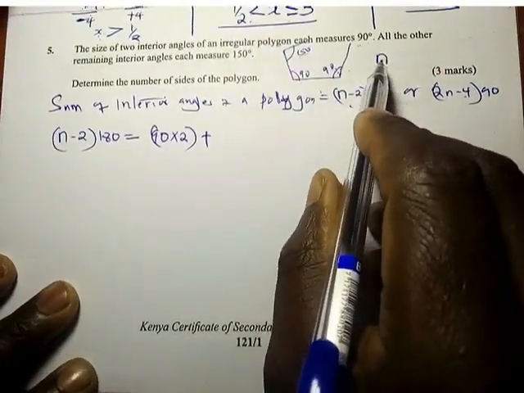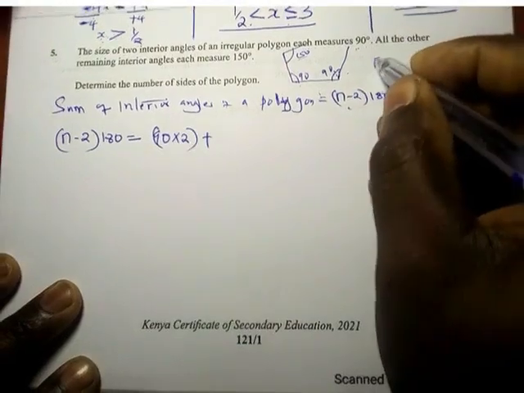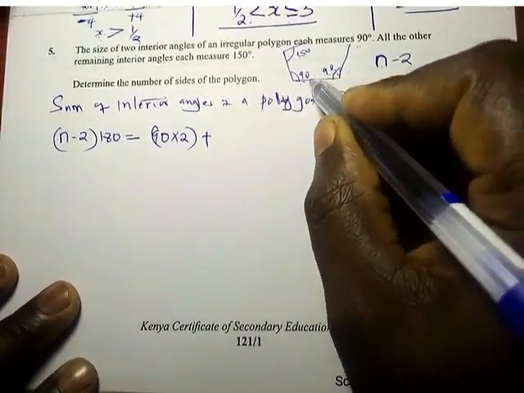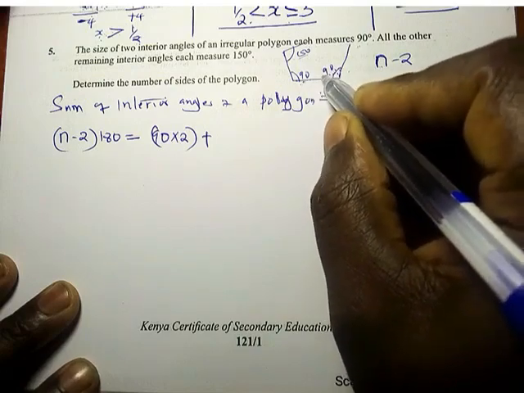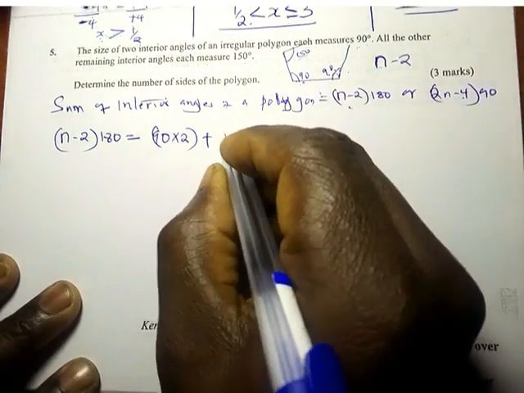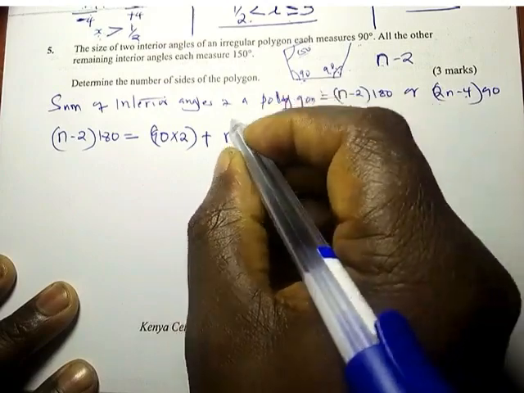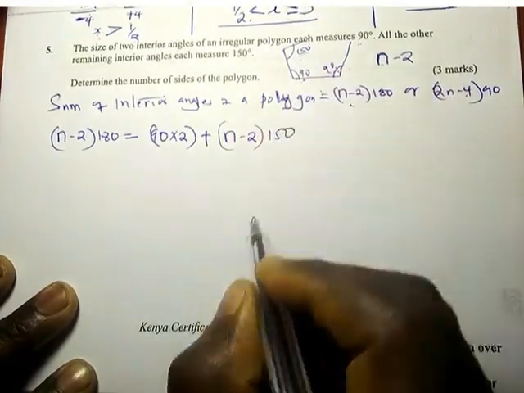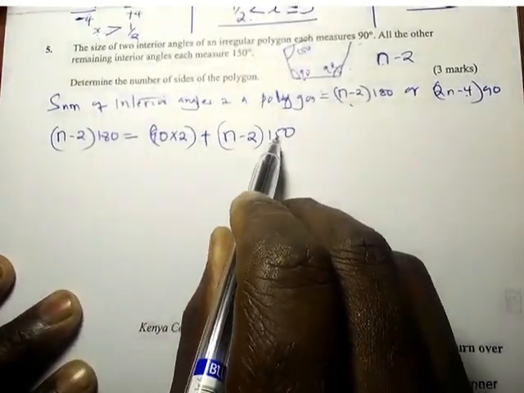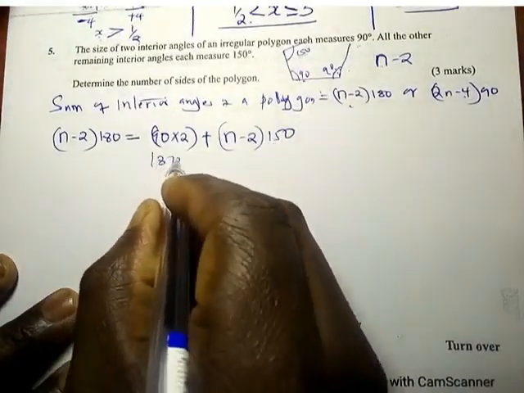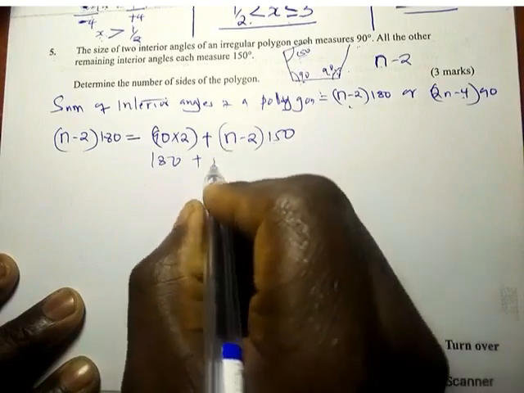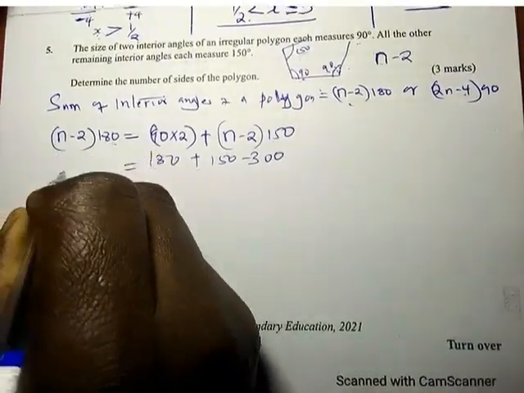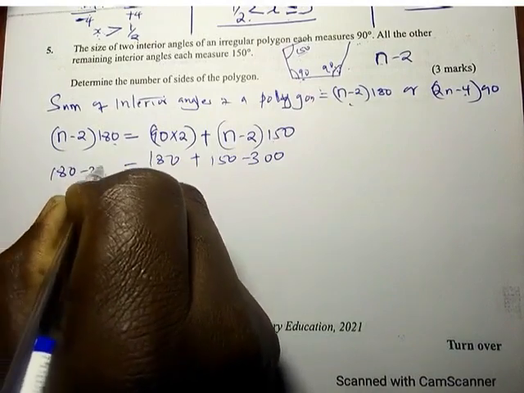So what will be the remaining sides? The remaining sides ni n minus 2, because already mbili ziko na ngapi? Ziko na 90. So n minus 2 ndio zile zimebaki. Na each of them iko na 150. So now we multiply. That this one is 180n minus 360 on the left, and 150n minus 300 on the right.